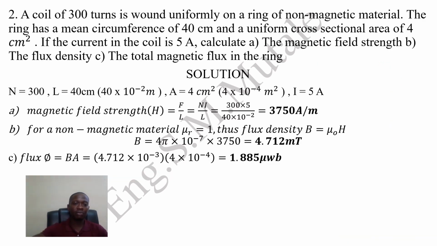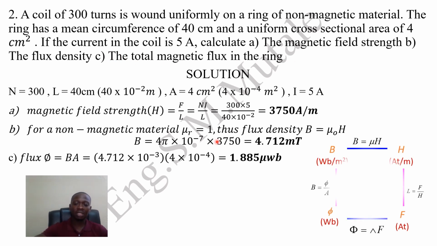A coil of 300 turns is wound uniformly on a ring of non-magnetic material. The ring has a mean circumference of 40 centimeters and a uniform cross-sectional area of 4 square centimeters. If the current in the coil is 5 amps, calculate the magnetic field strength, the magnetic flux density, and then the total magnetic flux in the ring.